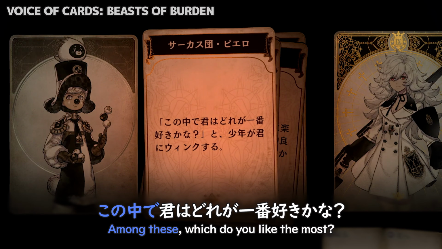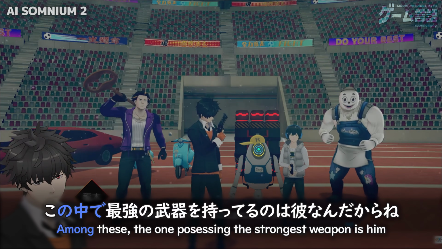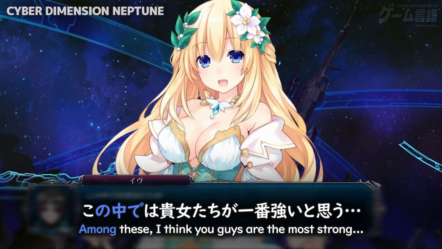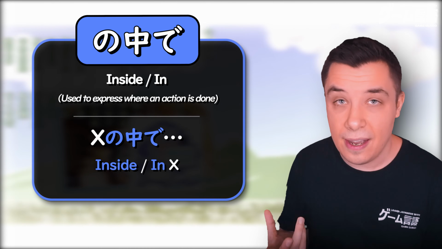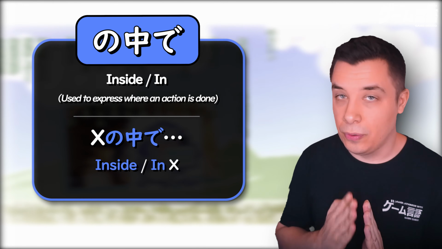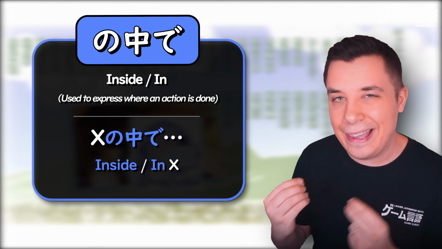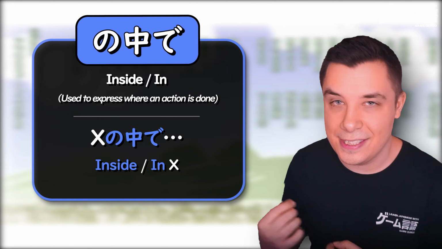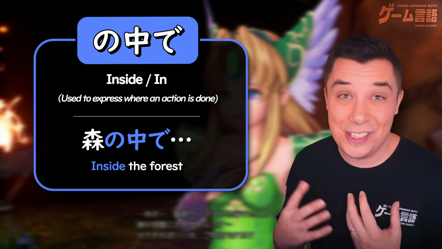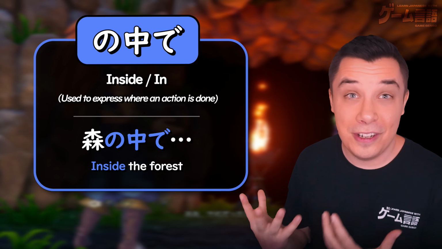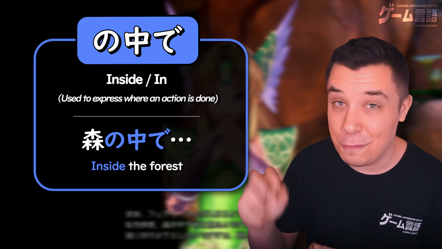And it doesn't necessarily have to be translated to among, it could also be inside or in. And you can actually see no naka de without any sort of quantifier, just used by itself. And this more means the in meaning. So like living in isolation. Or I saw a light in the forest. This is very literally taking the meaning of naka being the inside. So mori no naka de, inside the forest.